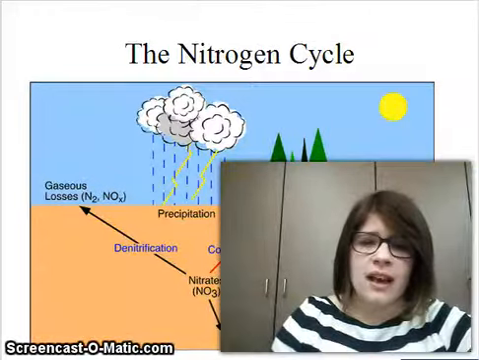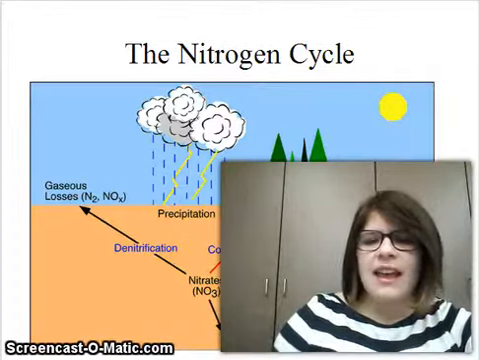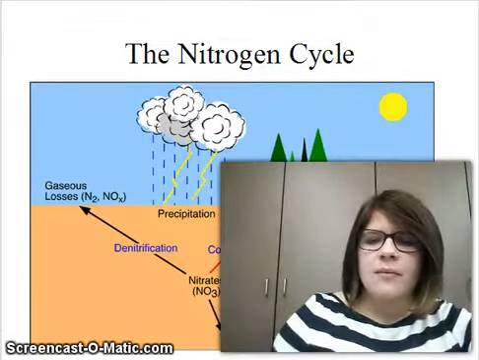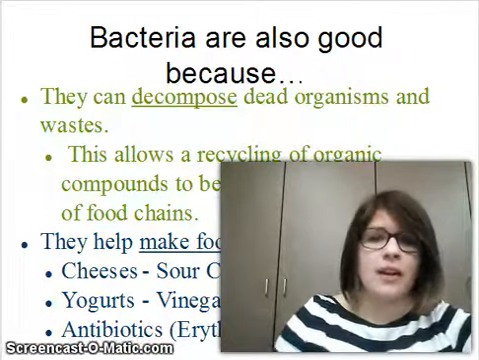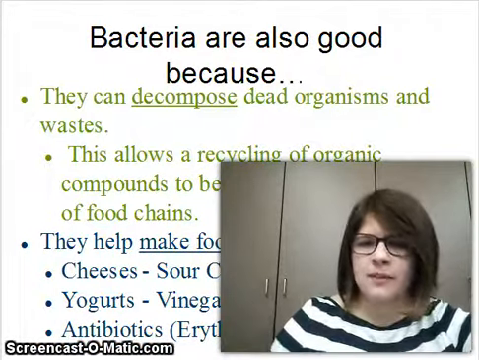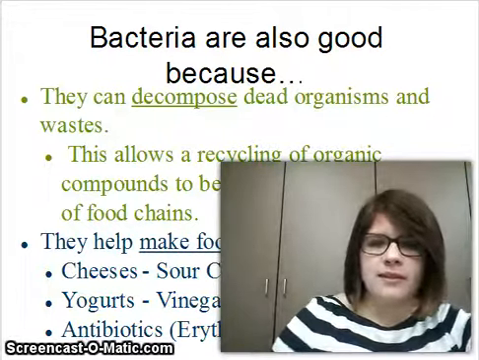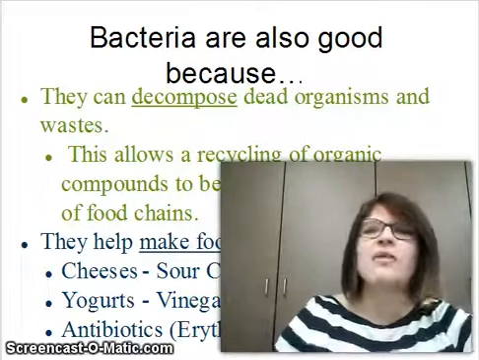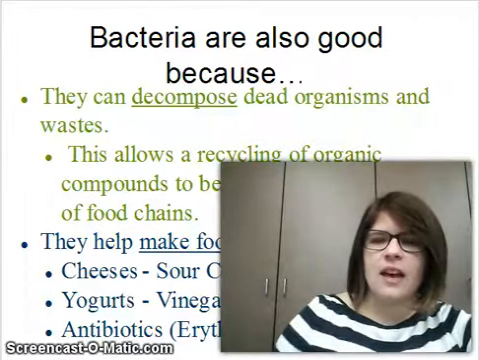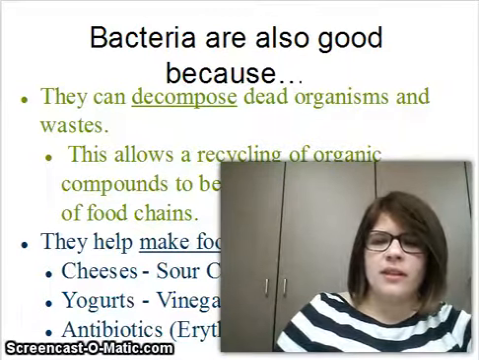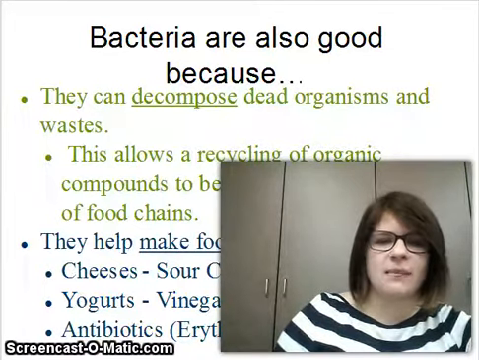So here's just a picture of the nitrogen cycle, and just kind of look at it, but we're not really going to go over it. And then bacteria are also good because they decompose dead organisms and waste. Can you remember the other type of organism that decomposes? Good. If you said fungi, you would be correct. Good job. So this allows recycling of organic compounds to be reused by lower members of the food chain. They also help us make foods and medicines, cheeses, yogurts, and antibiotics.